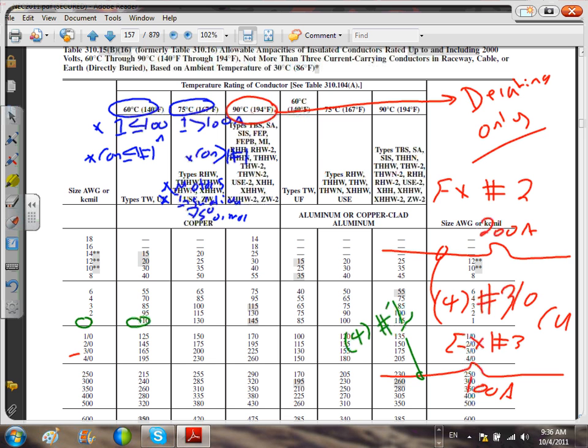Why 4 conductors? 3 phase and a neutral. Why 3 phase? Because, I forgot to tell you, it's a 3-phase system. If it was a single phase system, it would be 3 conductors, 2 hots and a neutral. Does it matter which voltage? Does it matter if the voltage is 600 volt, 208, 120, 480, 277? It doesn't matter when you use this table, guys. The voltage is irrelevant here.